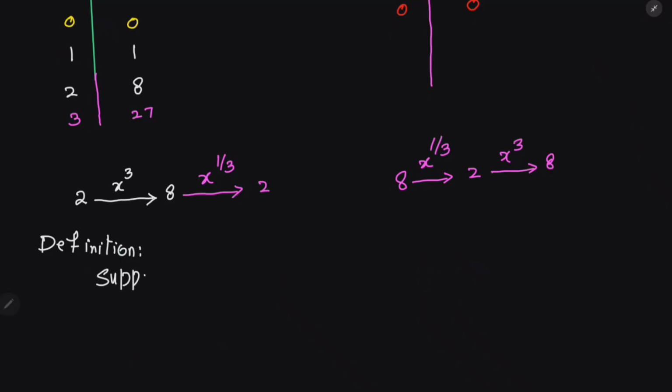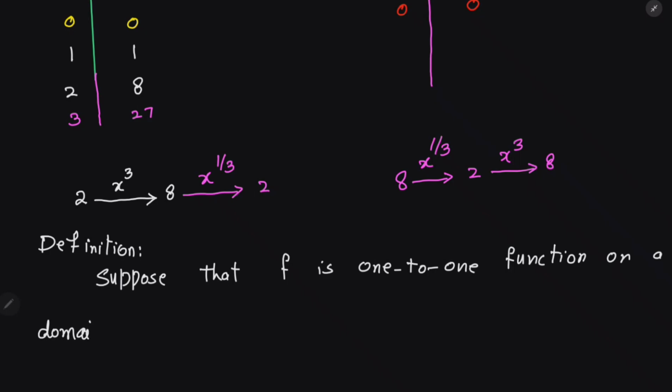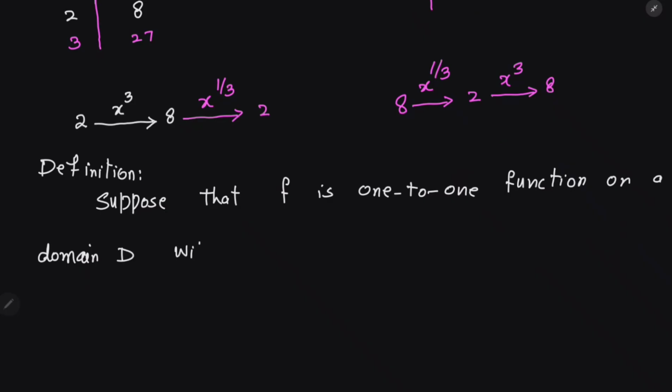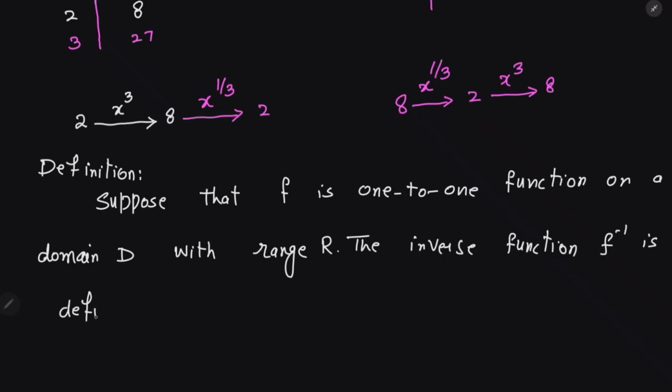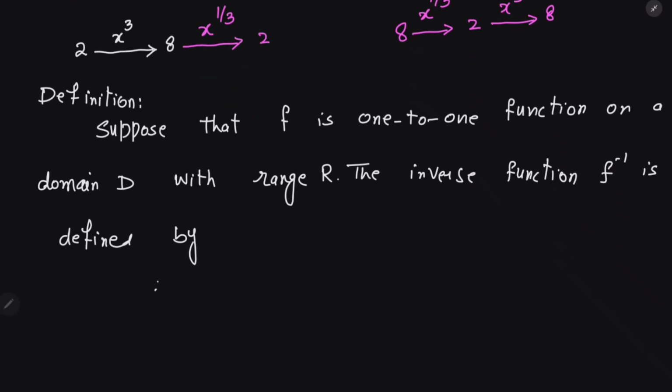Suppose that f is a one-to-one function on a domain D with range R. The inverse function f inverse is defined by: f inverse of B is equal to A. This is only possible if f of A is equal to B. So this is the definition of inverse function.